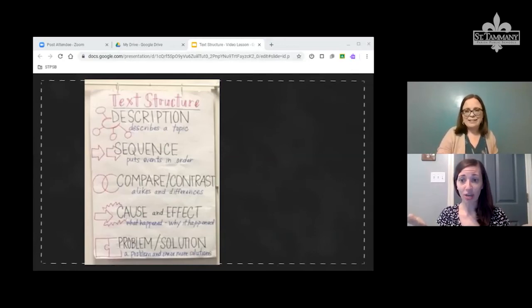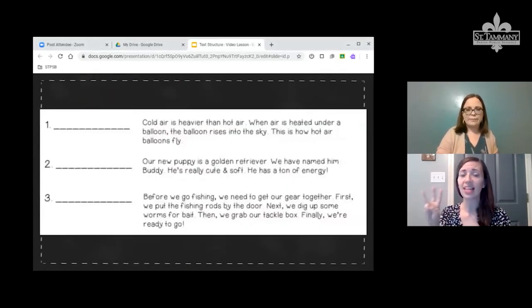Do you want to try some on your own? We're going to give you some examples, 3 examples of text structures. And let's see if you can identify what text structure is being used for each example. So the first one is, cold air is heavier than hot air. When air is heated under a balloon, the balloon rises into the sky. This is how hot air balloons fly.